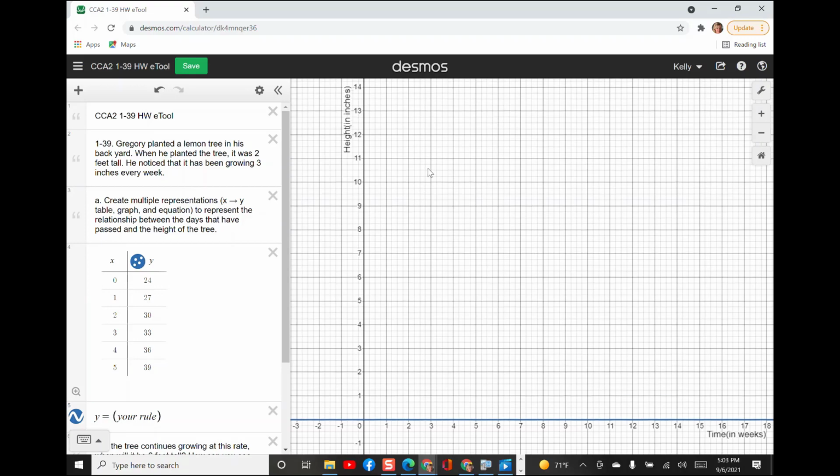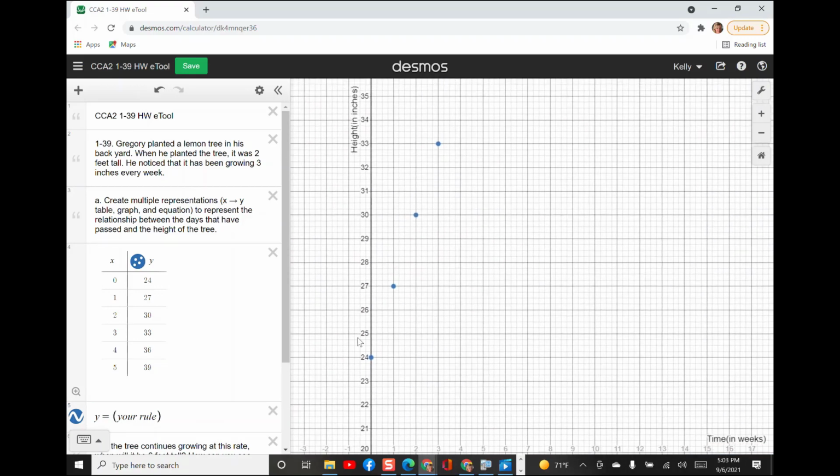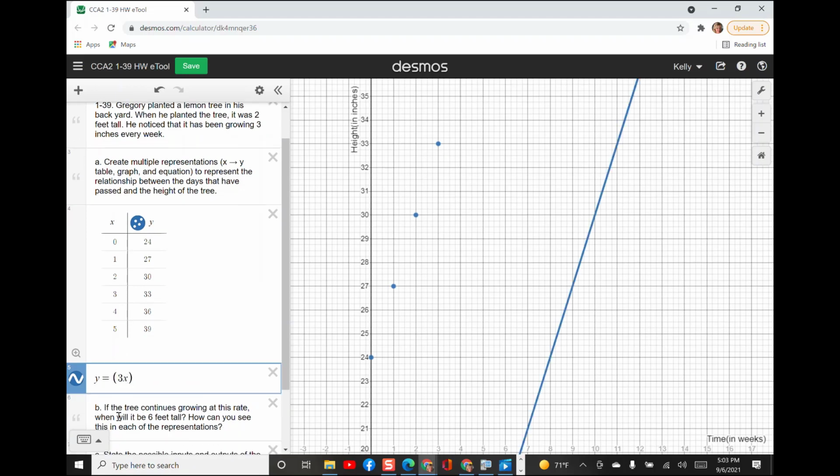So we're going to scroll up here and we'll be able to see our points. So here's our y-intercept. Notice it goes up 3 over 1 each time. You can still see the x-axis numbers down here, so it's easier to follow. So my equation, I've got a slope of 3, so that means it's going to be y equals 3x, and we're starting at 24 inches, so it's going to be plus 24. All right, and you can see that right here.